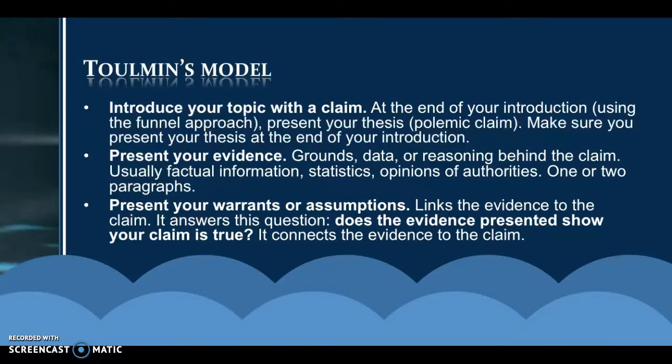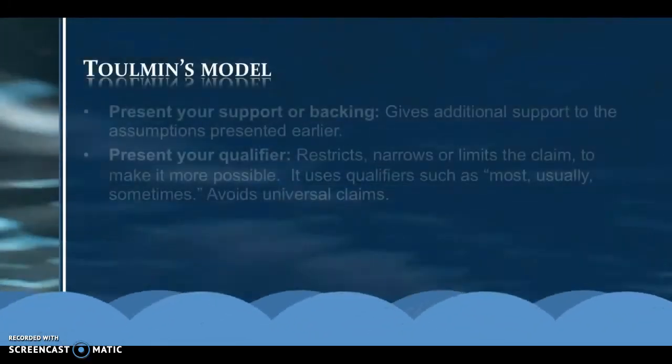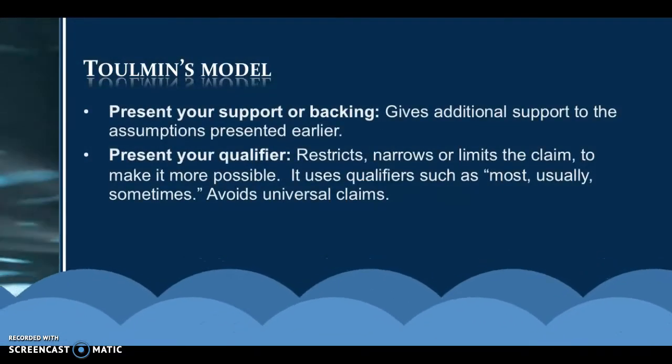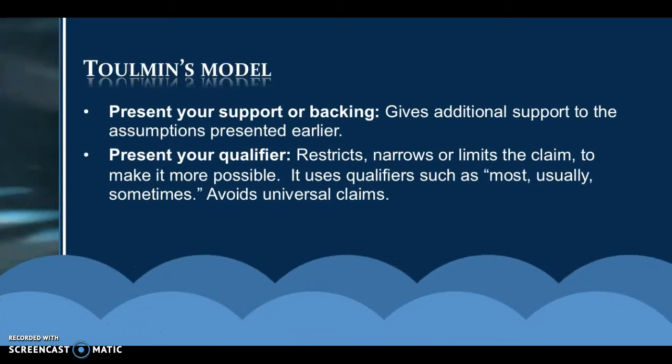So, rephrasing again Toulmin's model, you make a claim, you present the evidence, and the assumptions, which have to be shared by the listener or the reader, and then why these assumptions defend the claim that you made. In Toulmin's model, you present support or backing, additional support to the assumptions presented, and you restrict the claim. You make the claim narrow, so it usually presents qualifiers like most, usually, sometimes. So the Toulmin model is more cautious. It avoids universal claims that lead nowhere.